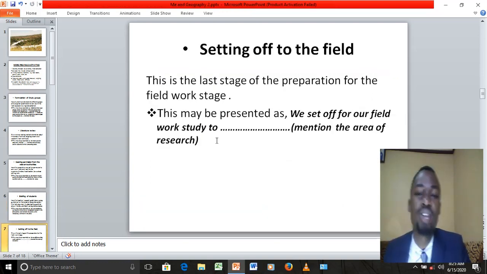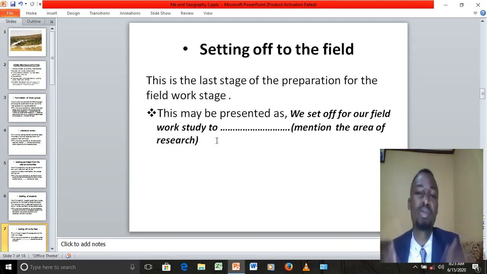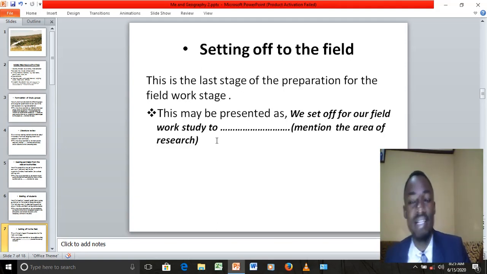So this is what I normally consider the last activity, which is setting off. Some students are good at saying we boarded, which is okay. You may have boarded, but there are people who carry out fieldwork without boarding buses. You can just walk to an area of fieldwork. So the last activity I consider is setting off to the field. This is the last activity in the preparation stage.